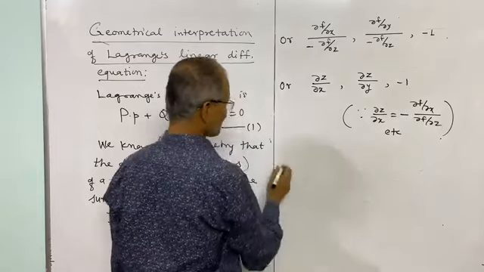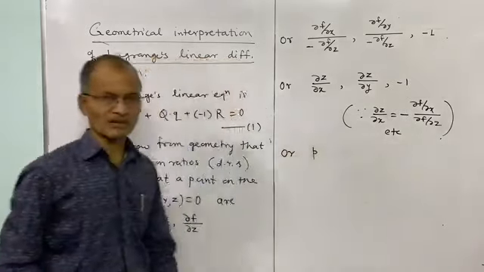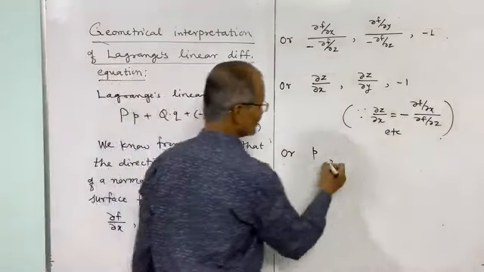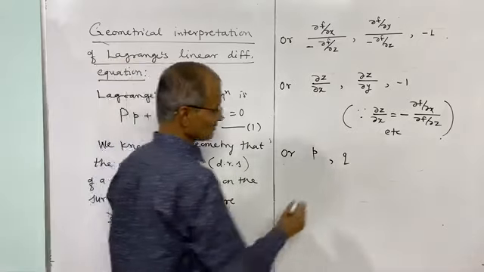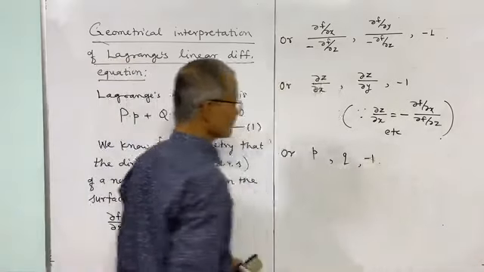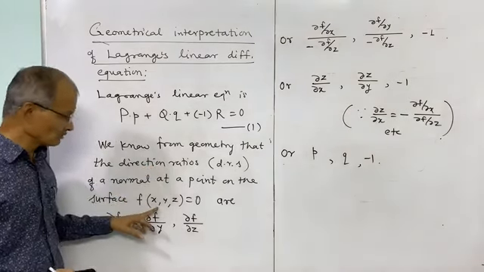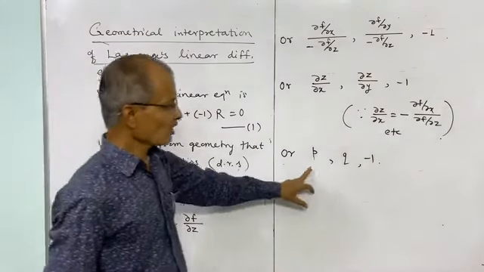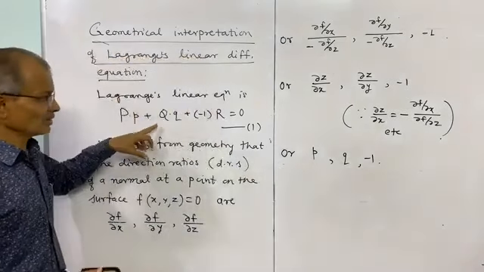And what is this now? This we have denoted by small p, the partial derivative of z with respect to x. This we know we have denoted by small q, and the last is minus 1. So what we have obtained is that the direction ratios of the normal to this surface are small p, small q and minus 1. And now look at equation 1 again.